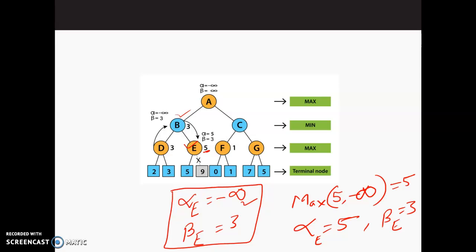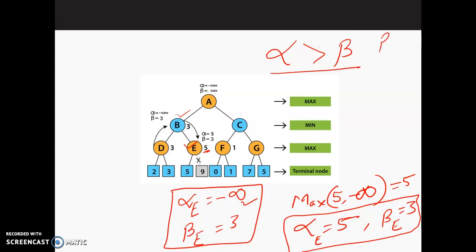So what does this mean? Alpha at node E is 5 and beta at node E is 3. It means that alpha is greater than beta. This is rule number 3 I explained in the previous video lecture. So if this rule is true, it means that we will prune this part. That is the reason you can see the cross is given here. We will not determine the value we will get on the right side. We'll prune this.